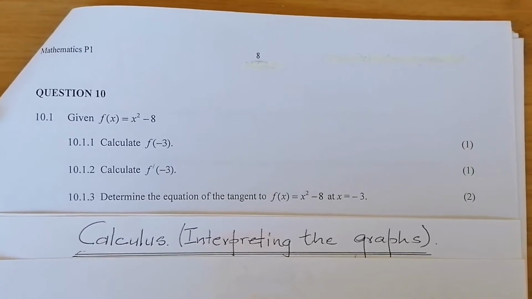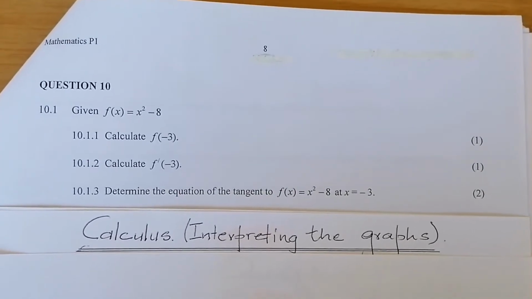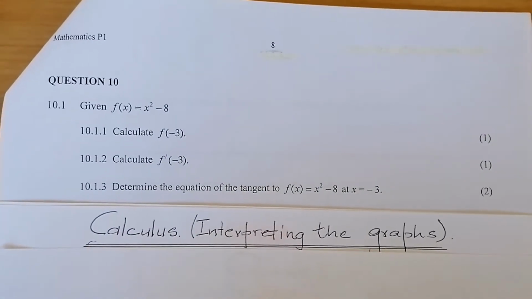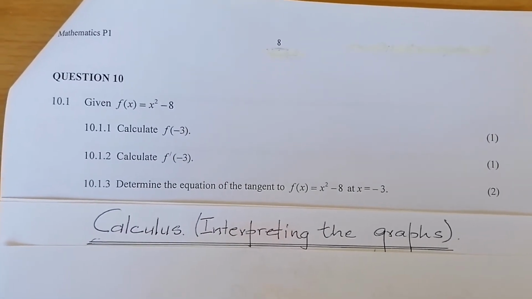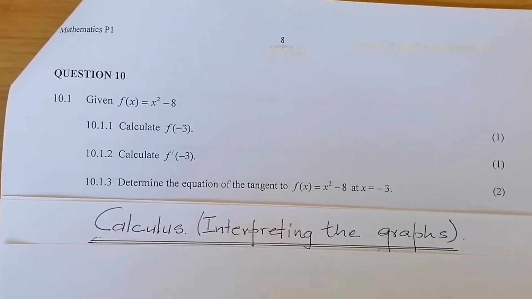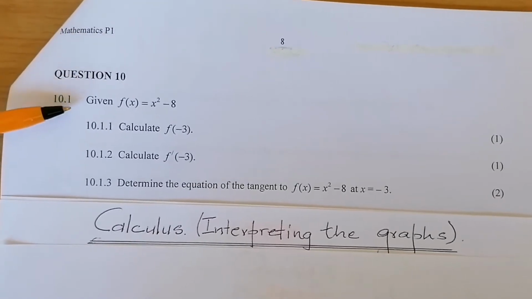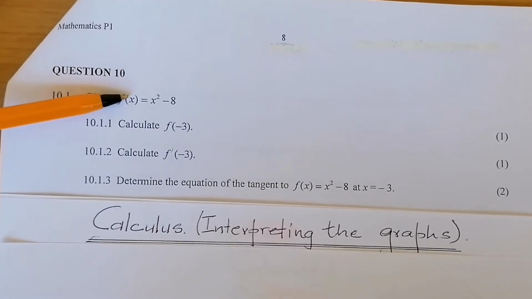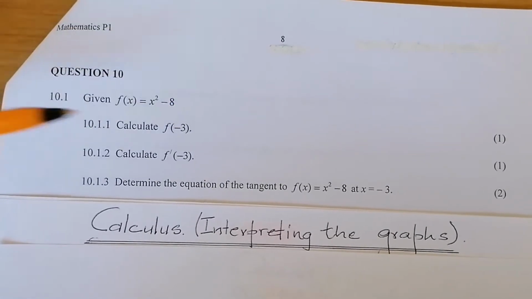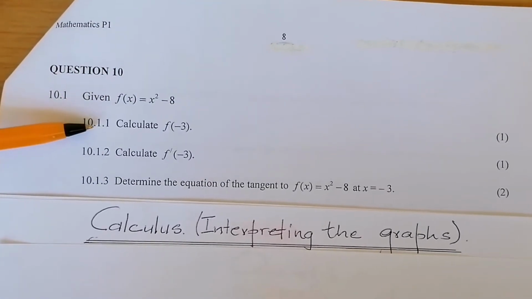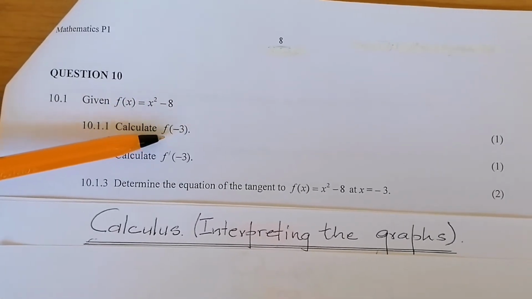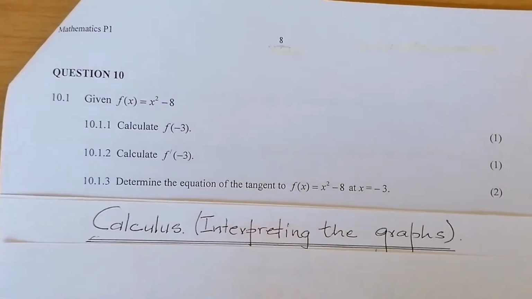I want us to look at calculus, interpretation of the graphs. But now, before that, let's do this question 10.1, which seems very much interesting. They say to us, given a function f of x, which is x squared minus 8. 10.1.1 says calculate f of minus 3.